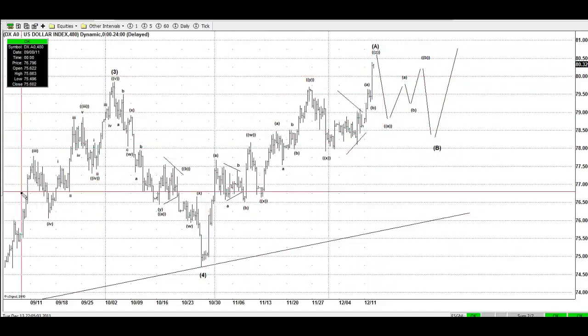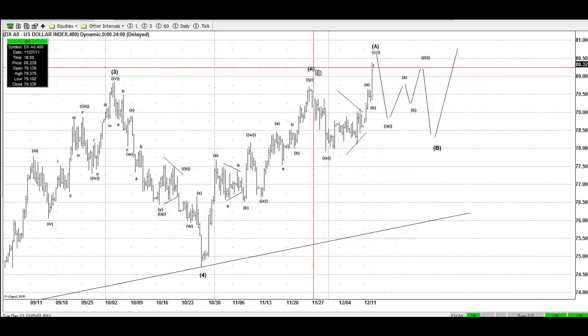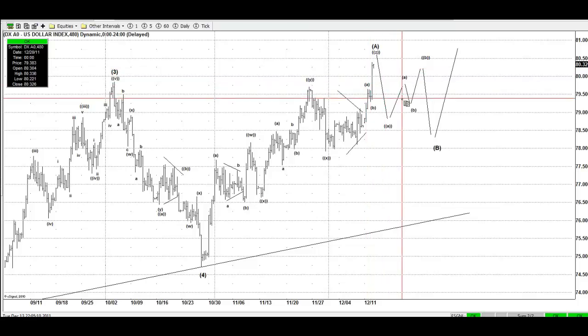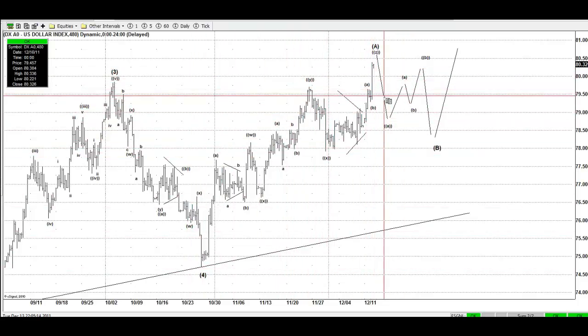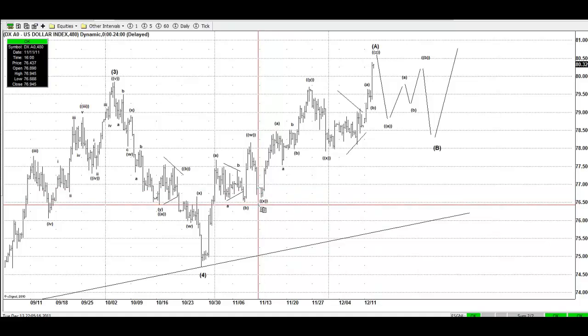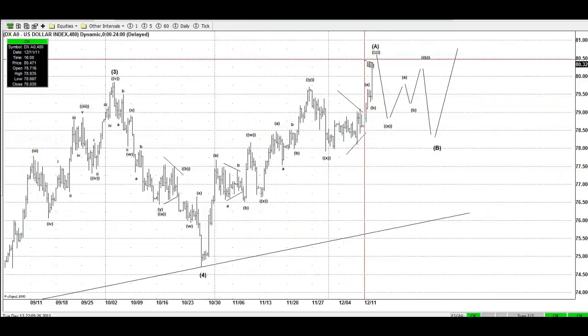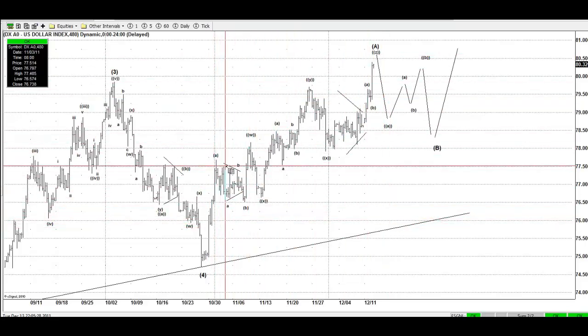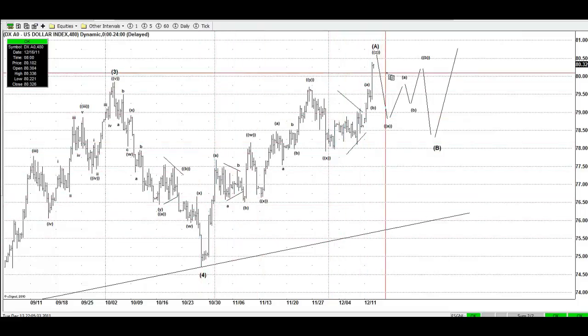We were laboring right here, this A into the leading diagonal, and it looks like that diagonal got one more leg as a triple zigzag. Honestly, I believe that's the most reliable count that you can play. This is not a nest. This is not an impulse. This is nothing more than a series of three-way moves to the outside.